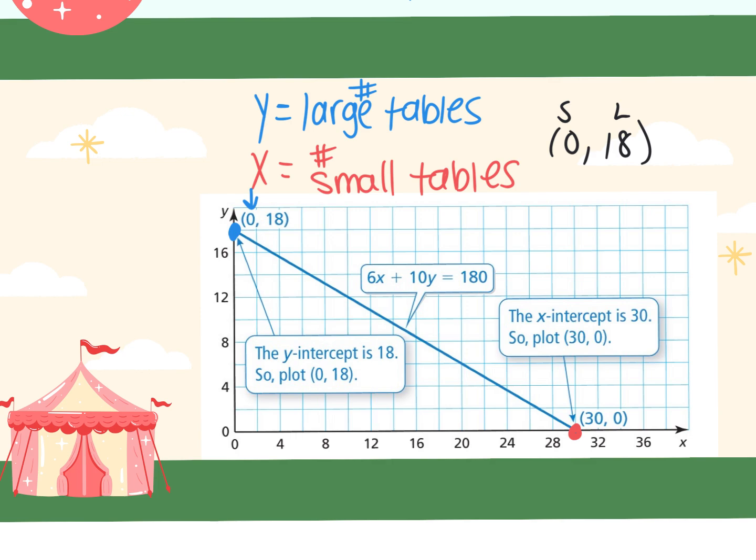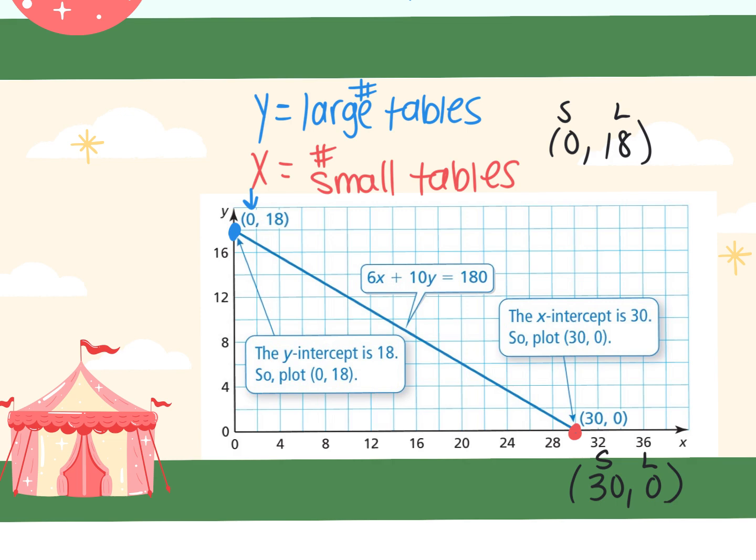The x-intercept, which is at 30, 0, isn't 30, 0? Isn't the x value here 30, which we said is small tables, and the y value is large tables? Isn't this telling you that if you got 30 small tables, you would need 0 large tables? So that's the intercepts. Is that your only option, to either get 18 large tables and no small tables, or 30 small tables and no large tables? Is that your only option, to get either only large or only small? Could you get a mixture of the two?